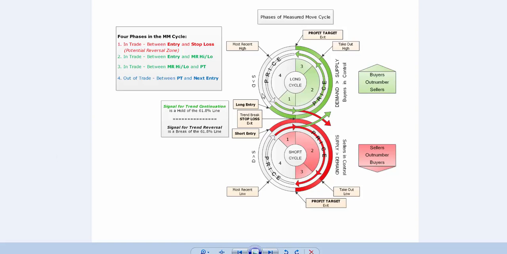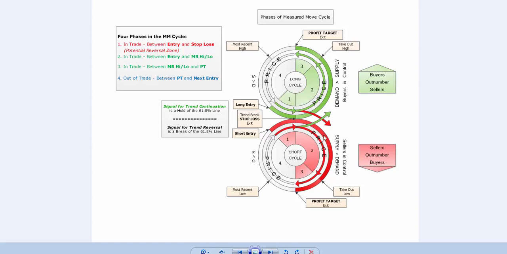Where a pullback begins, a long entry starts, right? That's the first phase in the trade, between the entry and a stop loss. There's a potential reversal zone, and one of two things happens. It either moves up into its previous high, takes out its high, and hits its profit target, or it fails its 61.8% line. Then the sellers outnumber the buyers, and the supply and demand shifts from buyers to sellers.